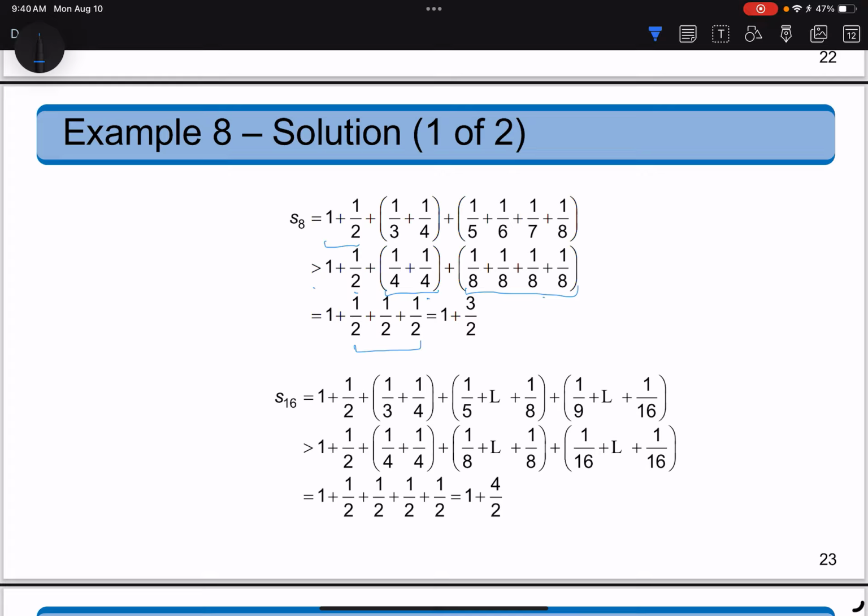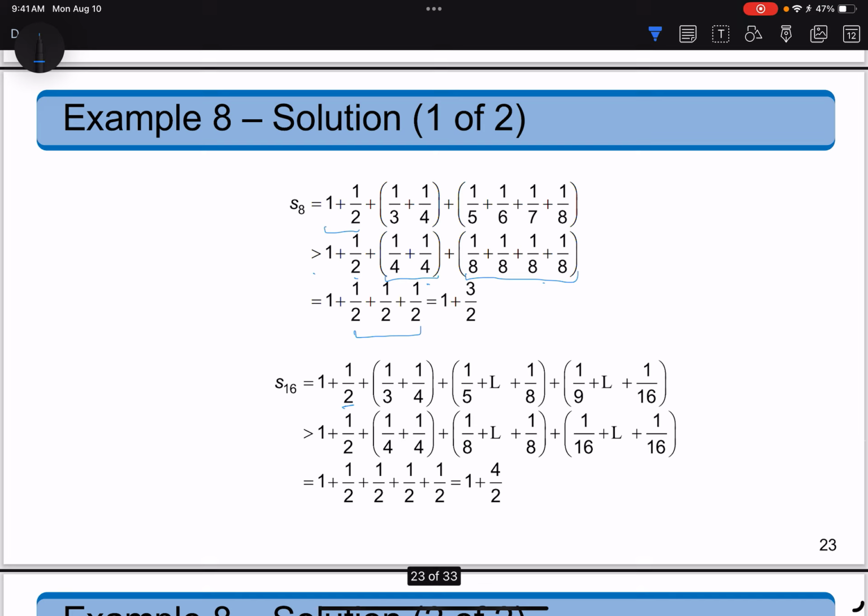So we know that 1 over 5 plus 1 over 6 plus 1 over 7 plus 1 over 8 is greater than 4 times 1 over 8, which is 1 half. Considering as n becomes bigger and bigger, each group is compared to 1 half. So we have 1 plus 4 over 2. As n becomes infinitely large, you would notice that this side would become very, very large.